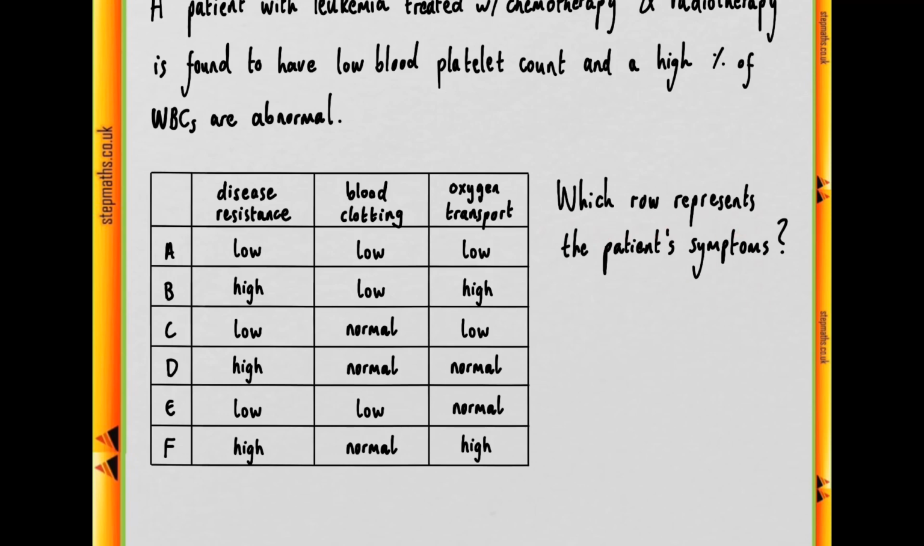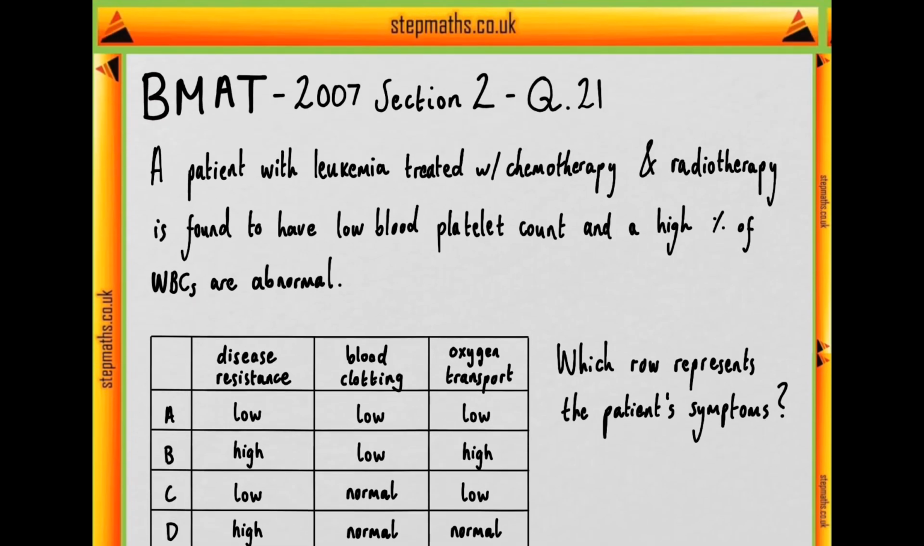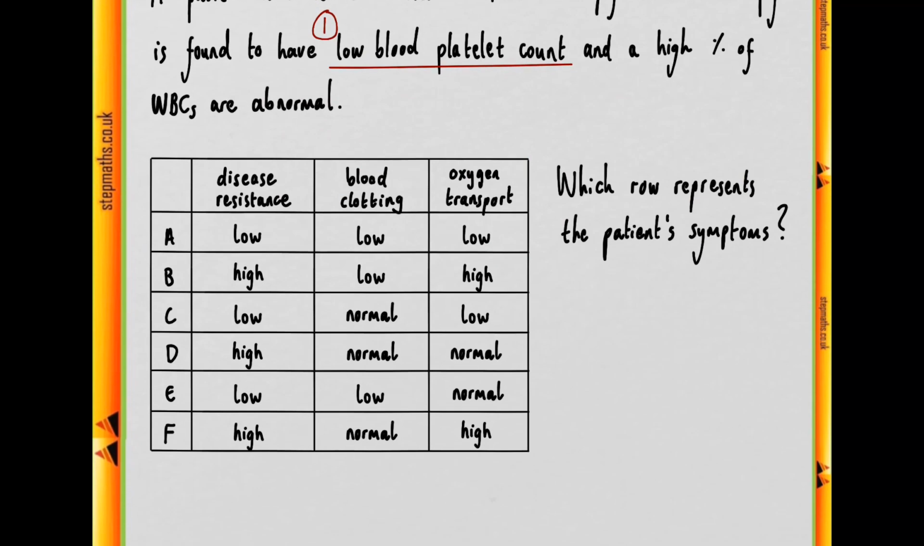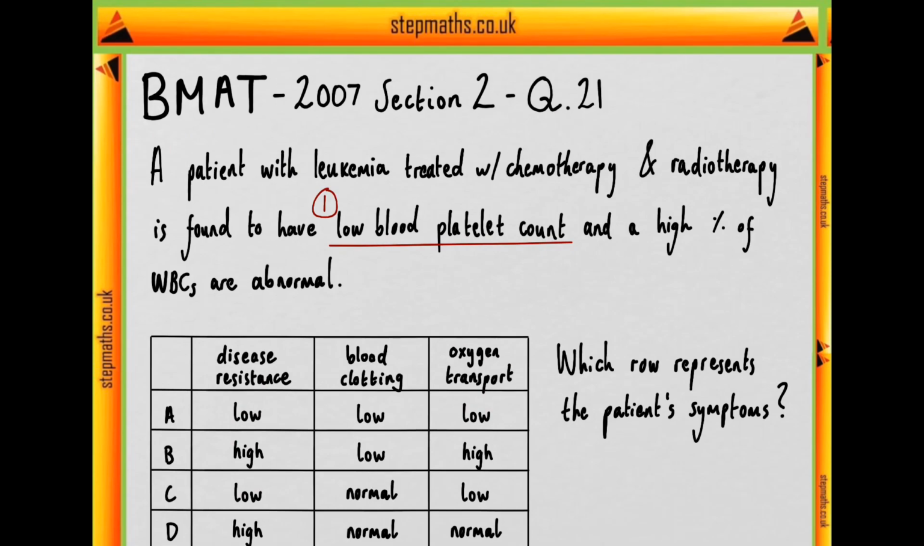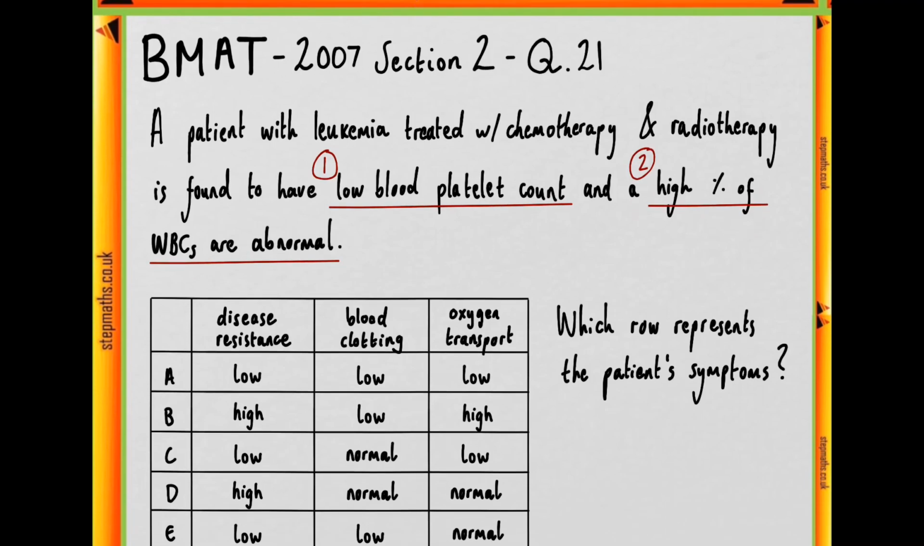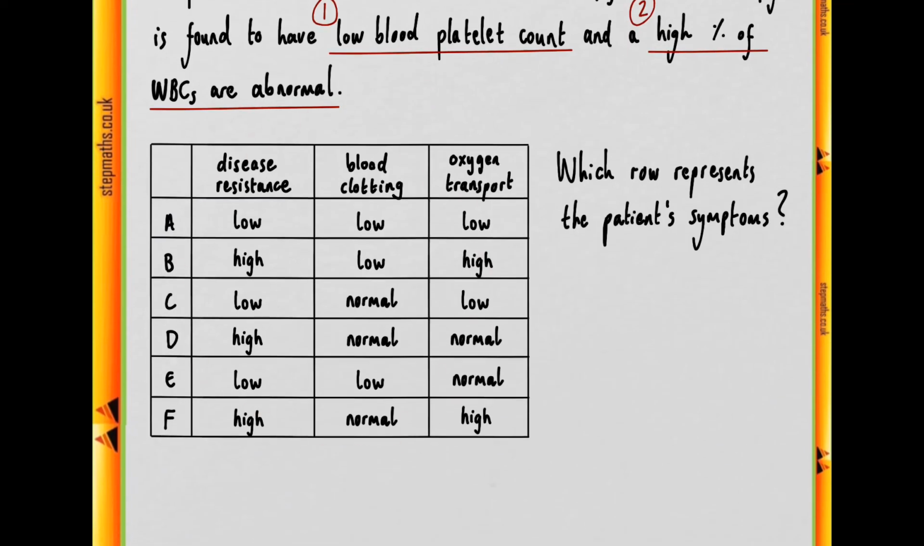Okay, so what we need to do is defer to the information we're given so far. We're told that the patient has leukemia and has a low blood platelet count. So that's the first distinct variable, which would refer to the composition of their blood. So we have a low blood platelet count and also a high percentage of white blood cells that are abnormal. So we have these two pieces of information. How do they relate to our table?